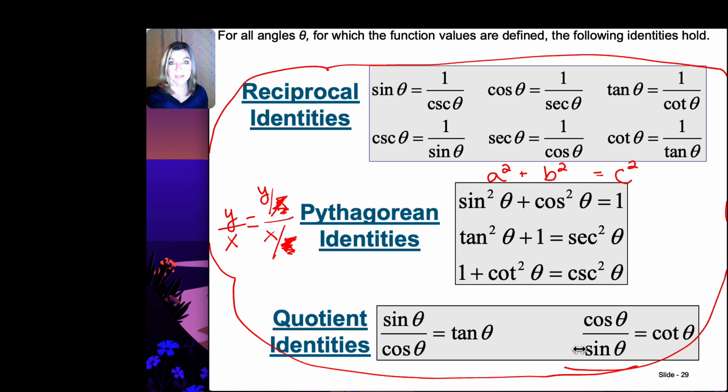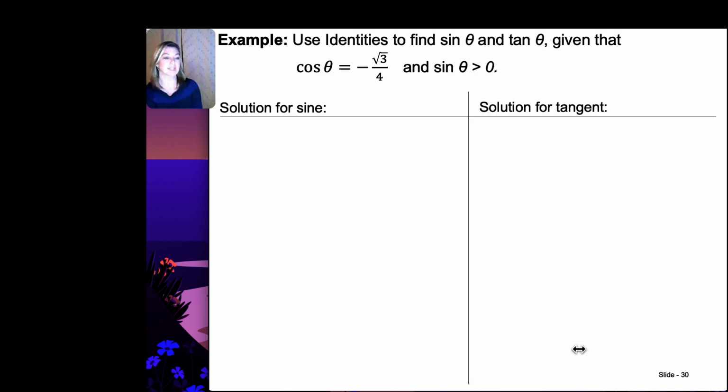Let's see some exercises in which we can use those identities. Use identities to find sine of theta and tangent of theta, given that cosine of theta is equal to negative radical 3 over 4, and sine of theta is greater than 0. Okay, so what I like to do is list what we have. What tools do we have? What values do we know?